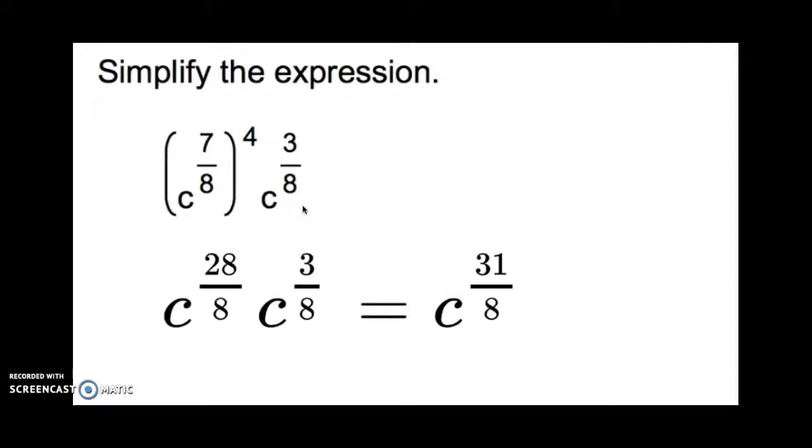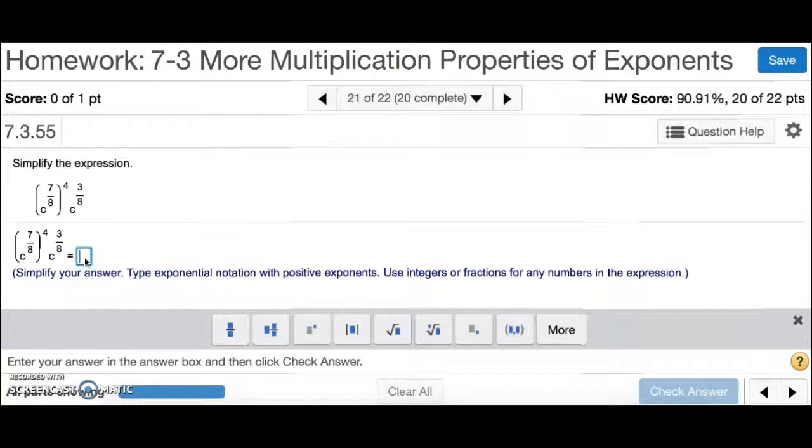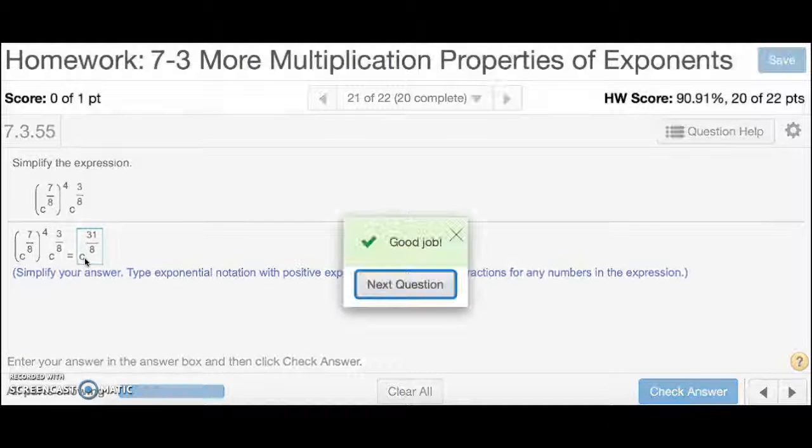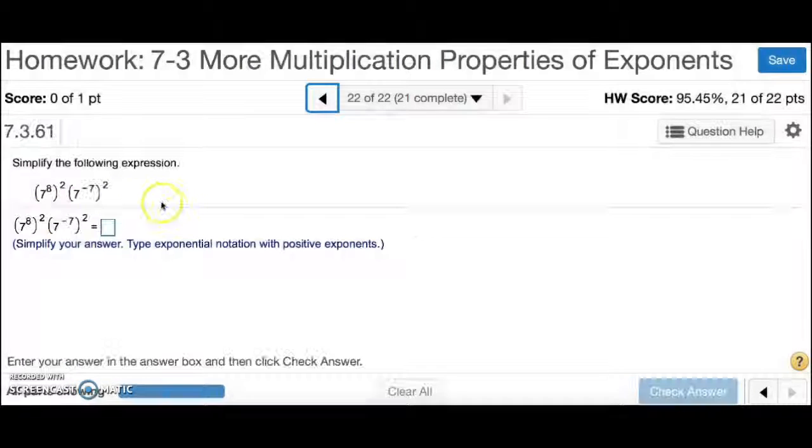Always check to see if it can be simplified. 31/8 cannot be simplified, so that would be our answer. So leave it there. So we'll type it in on MathXL. So c to the 31/8. That's number 21.